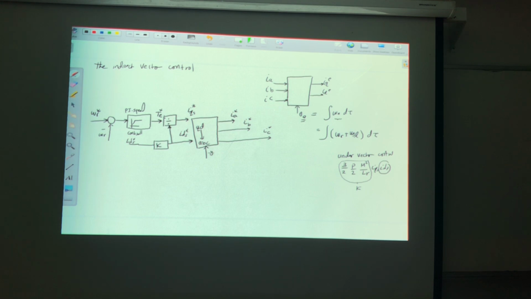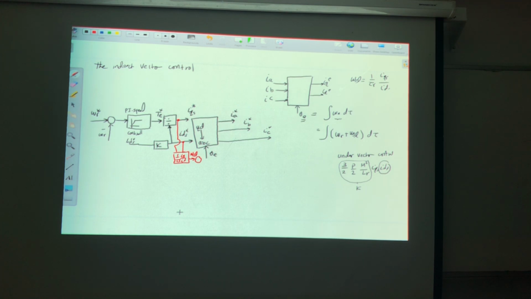Now, how to calculate theta E? Do you remember the slip? Omega slip was 1 over tau R, IQS over IDS. So I have the D and I have the Q. Let's take this one from here, and this one here will enter a function that's 1 over tau R, IQ over ID. And this will be omega slip.